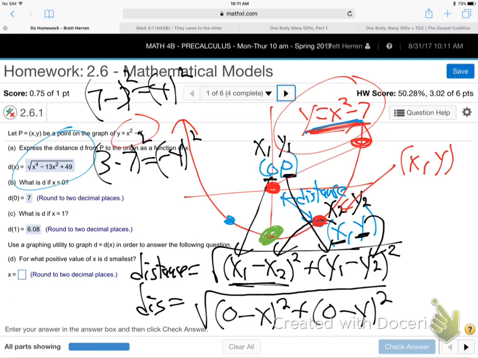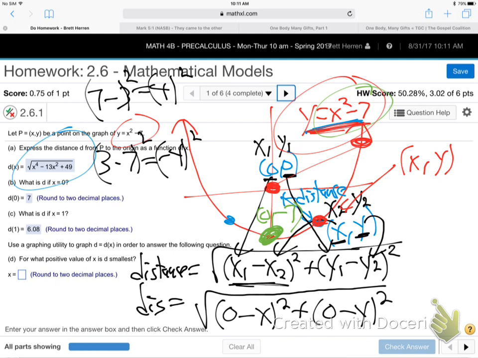That's x equals 0. And what's the coordinates of that point? Over 0, down 7. How do I know it's down 7? Because the graph is down 7. So how far is that point from the origin? 7. That's what the distance formula just told us. We plugged in 0. We said at x equals 0, what is the distance? It told us 7. Right.